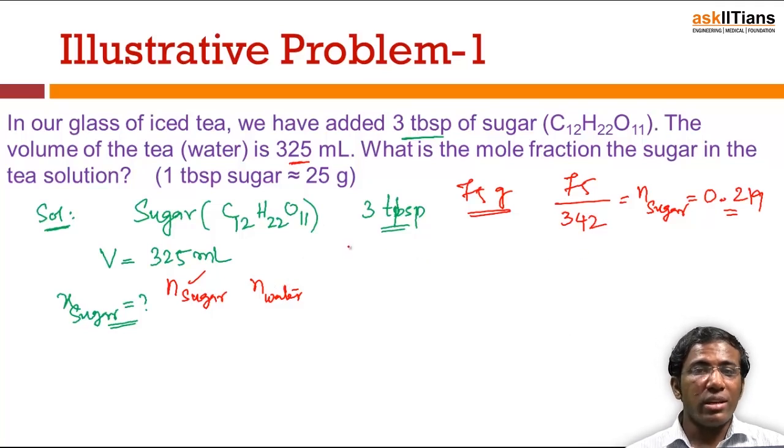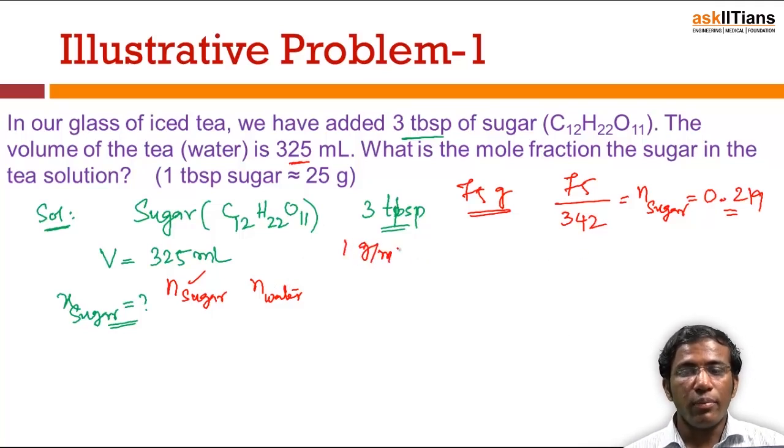The volume of water given is 325 ml. Since the density of water is 1 gram per ml, the mass will simply be density into volume. So that is 1 into 325. The mass of water is how much? 325 grams of water we have.